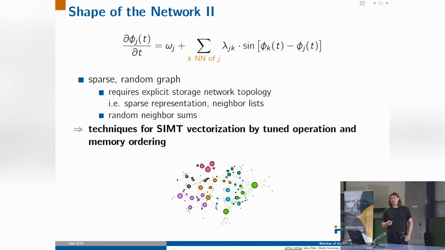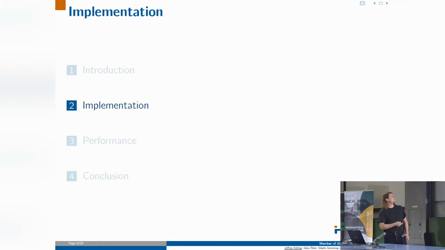And this is where the take-home message comes in. For this, we need some techniques to make it more appropriate for SIMT vectorization: sort our memory especially, and also have memory accesses as good as can be. At the same time, we need to order the operations so that we reduce load imbalance. That's directly the next step.